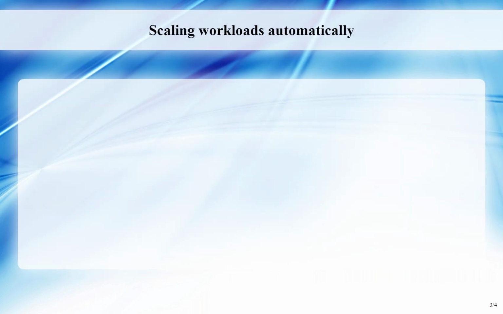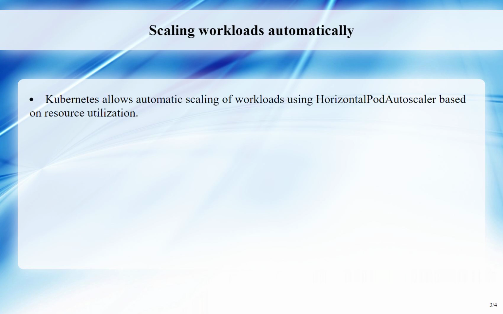Scaling workloads automatically. Kubernetes supports automatic scaling of workloads, which can be achieved through various methods. Horizontal scaling can be implemented using a horizontal pod autoscaler, HPA, that adjusts the number of replicas in a workload based on resource utilization, such as CPU or memory usage.